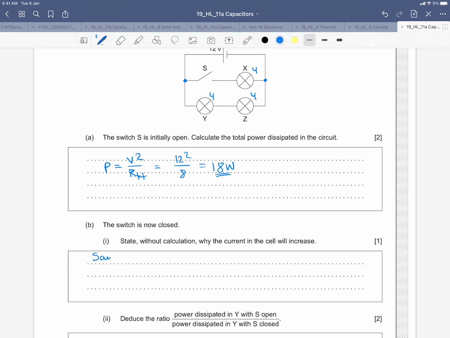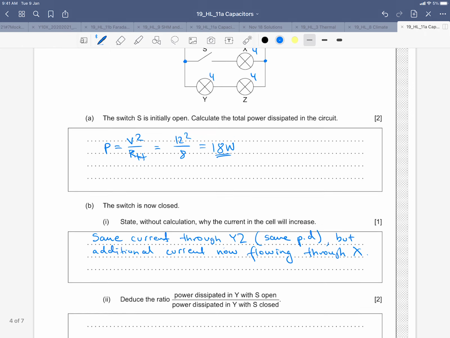So same current through Y and Z, same PD across those two, but additional current now flowing through X. Okay, so the total current will increase.